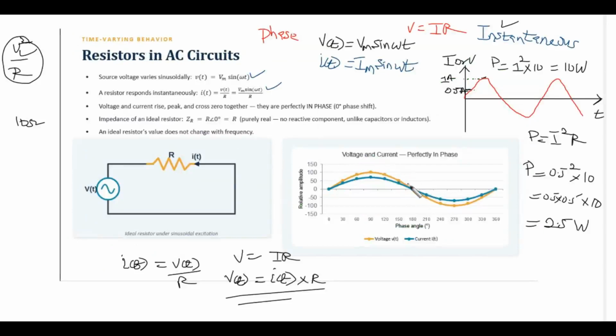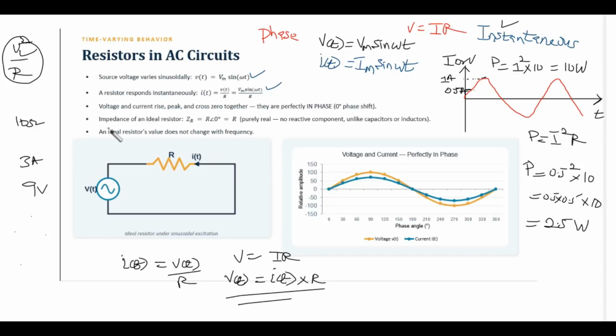Not as if they may be having the same values, but if the maximum value of the current is, say, 3 amperes, and the maximum value of the voltage is, say, 9 volts, what we are now saying is that from between 0 to 9 volts to 0 volts, between 0 to 3 amperes to 0 amperes, it will be happening at the same time for both the current and the voltage in a resistor.